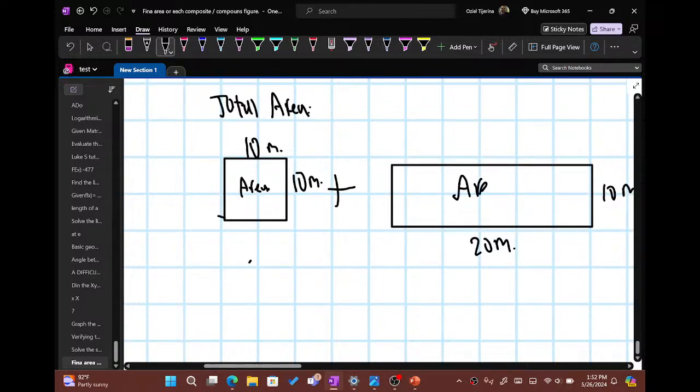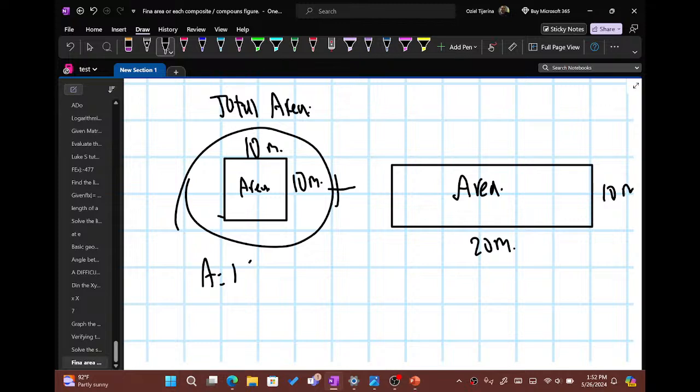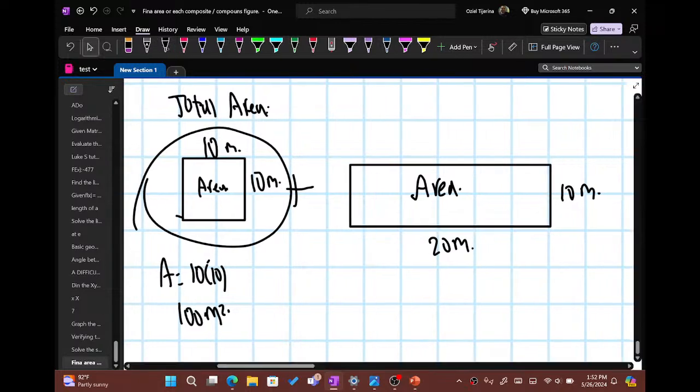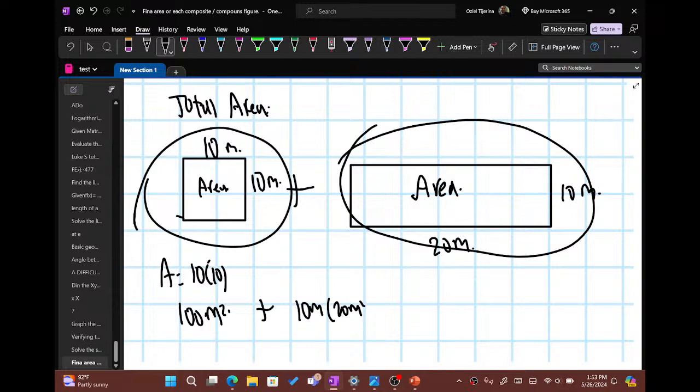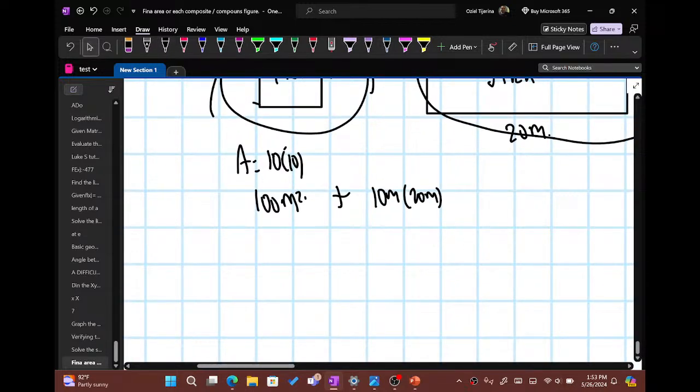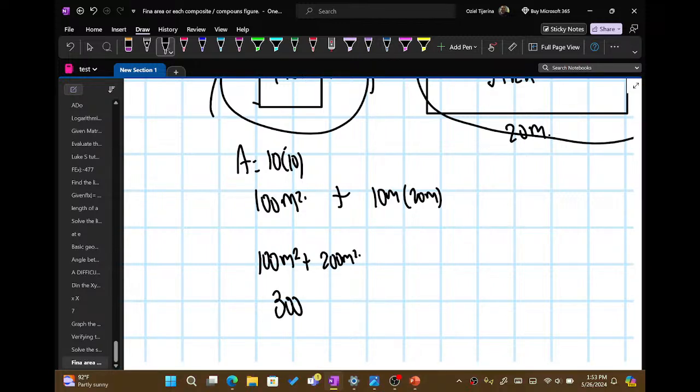So the area of this. And what is the area of this? Well, the area is going to be 10 times 10, which is 100 meters squared. Again, remember, it's 10 meters times 10 meters, which is 100 meters squared. Plus the area of this portion, which is 10 meters times 20 meters, which is 200 meters squared. So 100 meters squared plus 200 meters squared will be 300 meters squared. So that is the total area.